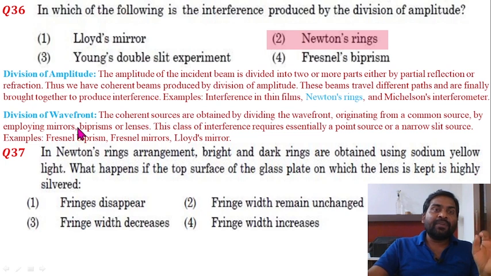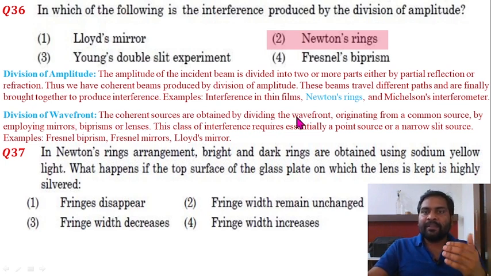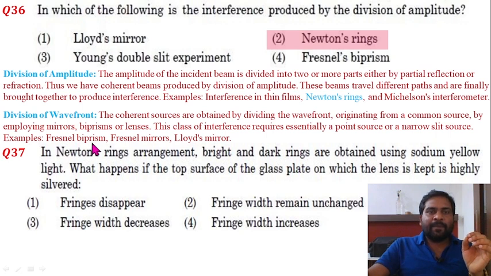Second way is division of wavefront, where the coherent sources are obtained by dividing the wavefront originating from a common source by employing mirrors, biprism, or lenses. This class of interference requires essentially a point source or a narrow slit source. Examples are Fresnel biprism, Fresnel mirrors, Lloyd's mirror, and Young's double slit also comes in division of wavefront. So here it is asking for division of amplitude. So Newton's rings, option 2 is correct.